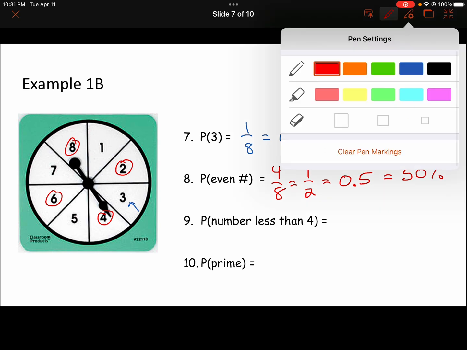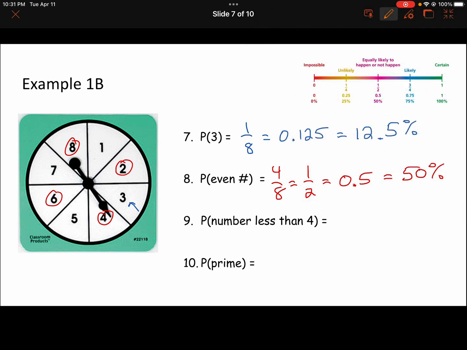The next question says, probability of getting a number less than 4. Well, numbers less than 4 would be 3, 2, and 1. So there would be 3 out of 8. Once again, we divide. 3 divided by 8, we get 0.375, which is 37.5% of the time. And that is unlikely then because it's less than 50%.